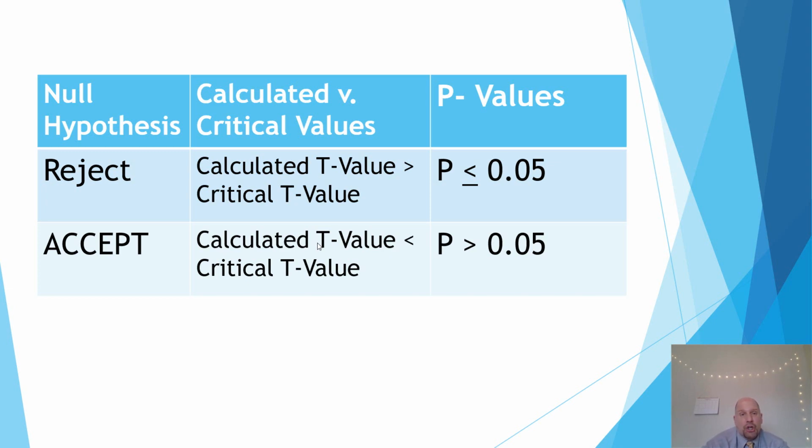You're going to find on a chart a critical value, and you can reject or accept based on a comparison of your numbers. If you're running Excel, SPSS, or any kind of statistical analysis by computer, it's probably going to give you a p-value. If your p-value is less than or equal to 0.05, you're going to reject. But if the p-value is greater than 0.05, you're going to accept. All right. Hopefully that makes some sense.